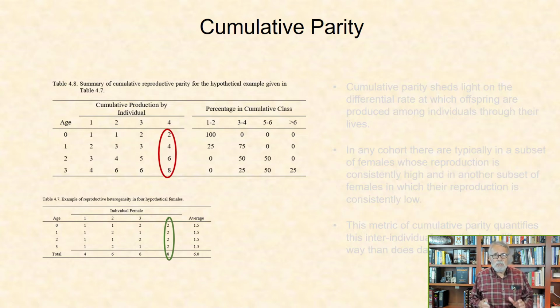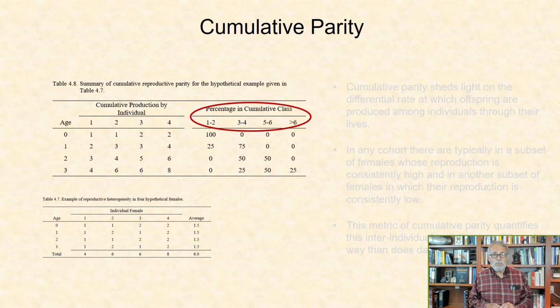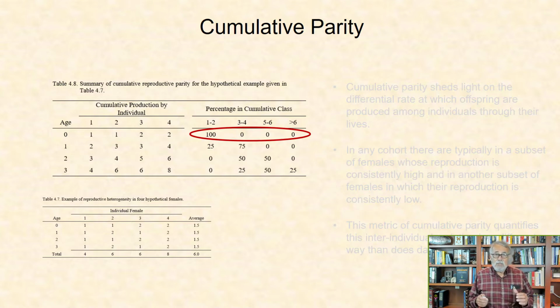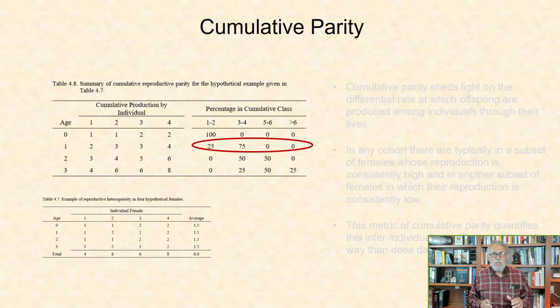Now consider the subtable on the right, where we have percentage in the cumulative offspring class. There are columns with the percentage of females by age that have produced 1 to 2, 3 to 4, 5 to 6, and greater than 6 offspring. So at age 0, there's 100% of the females in the 1 to 2 offspring class. Then at age 1, there are 25% and 75% of females that have produced a total of respectively either 1 to 2 or 3 to 4 offspring.